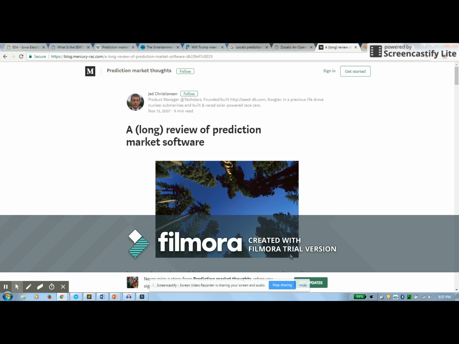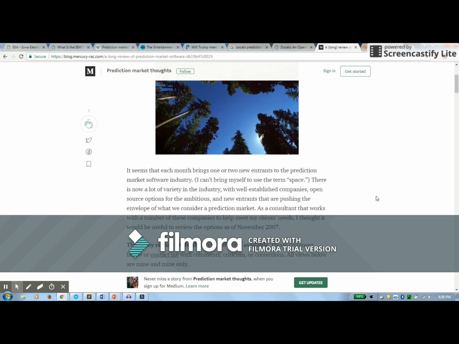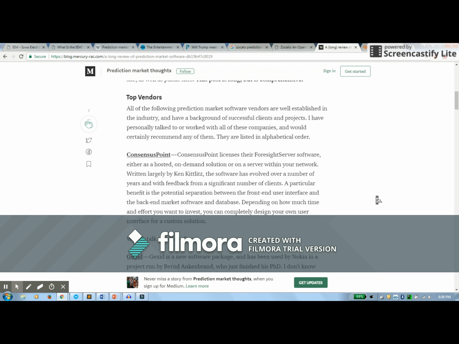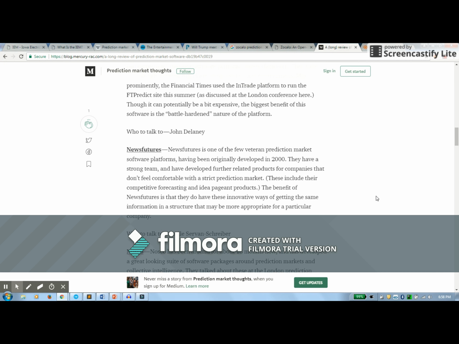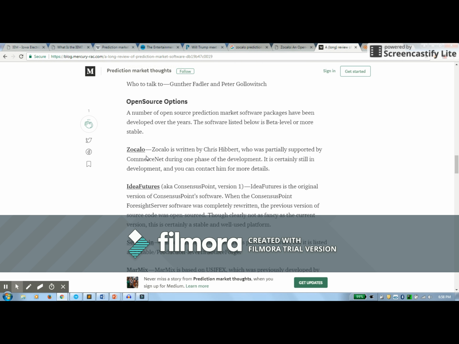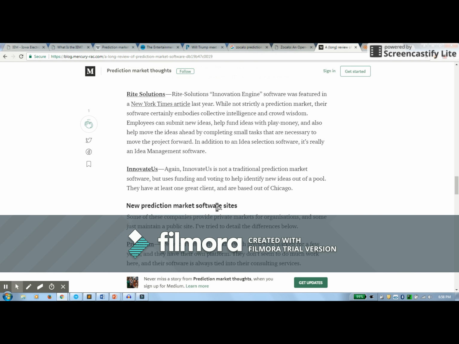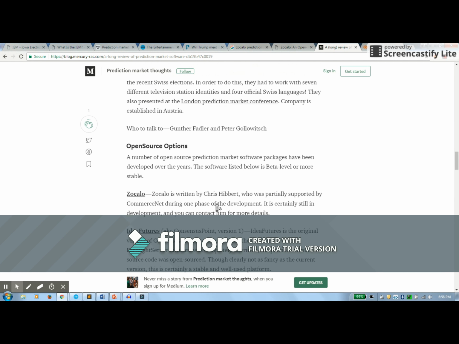There are a lot of ways to go about creating an environment for a prediction market, but I wanted a framework that was open source, relatively easy to set up, and easy to use. So this is a pretty comprehensive list of prediction market frameworks. All of these are proprietary ones, and over here are the open source options. And as you can see, Zocalo is the very first one listed. This article also lists websites on which you can participate in real markets and a bunch of other stuff.